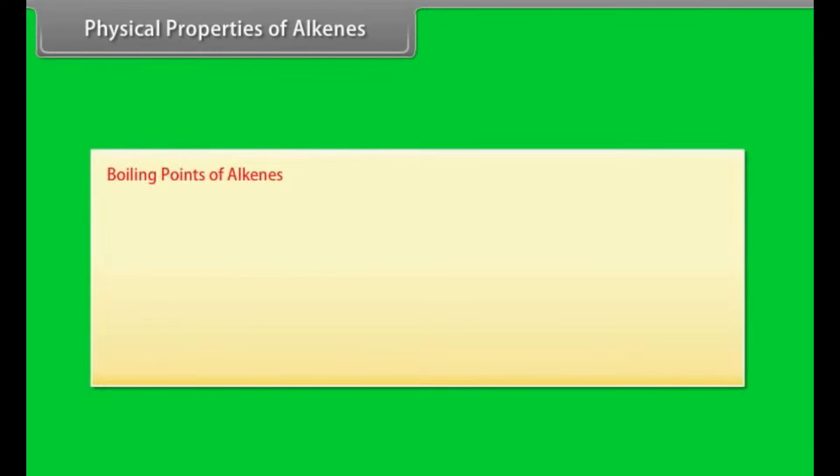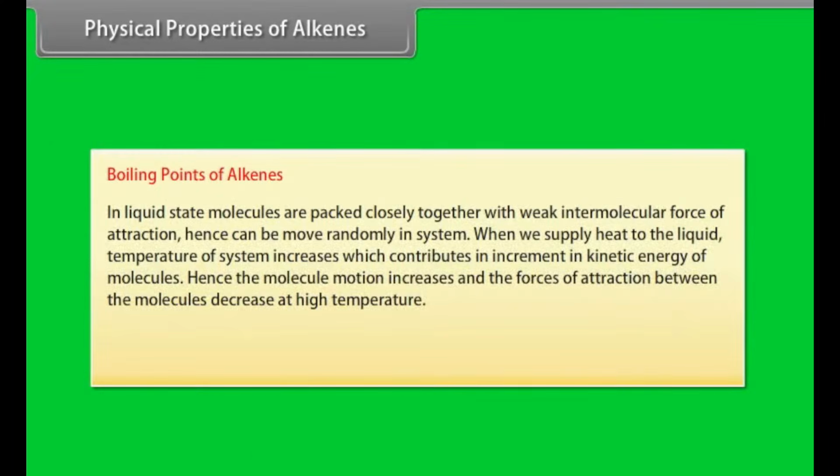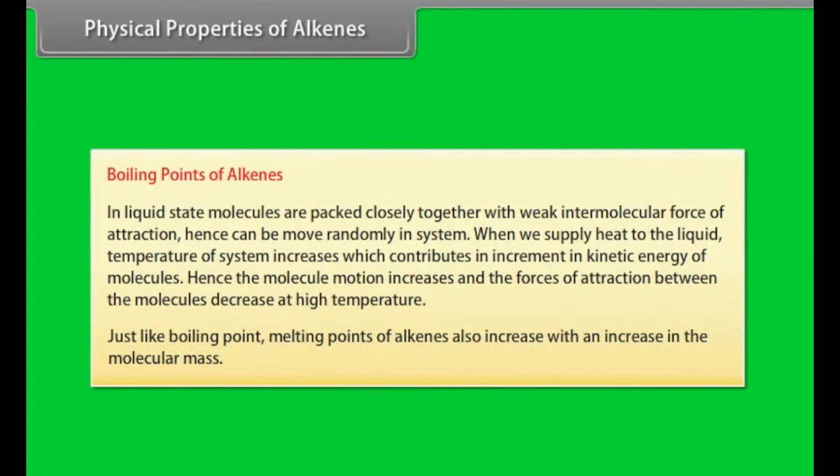Boiling points of alkenes. In liquid state, molecules are packed closely together with weak intermolecular force of attraction, hence can be moved randomly in the system. When we supply heat to the liquid, temperature of the system increases, which contributes to an increment in kinetic energy of molecules. Hence, the molecular motion increases and the forces of attraction between the molecules decrease at high temperature. Just like boiling point, melting points of alkenes also increase with an increase in the molecular mass.